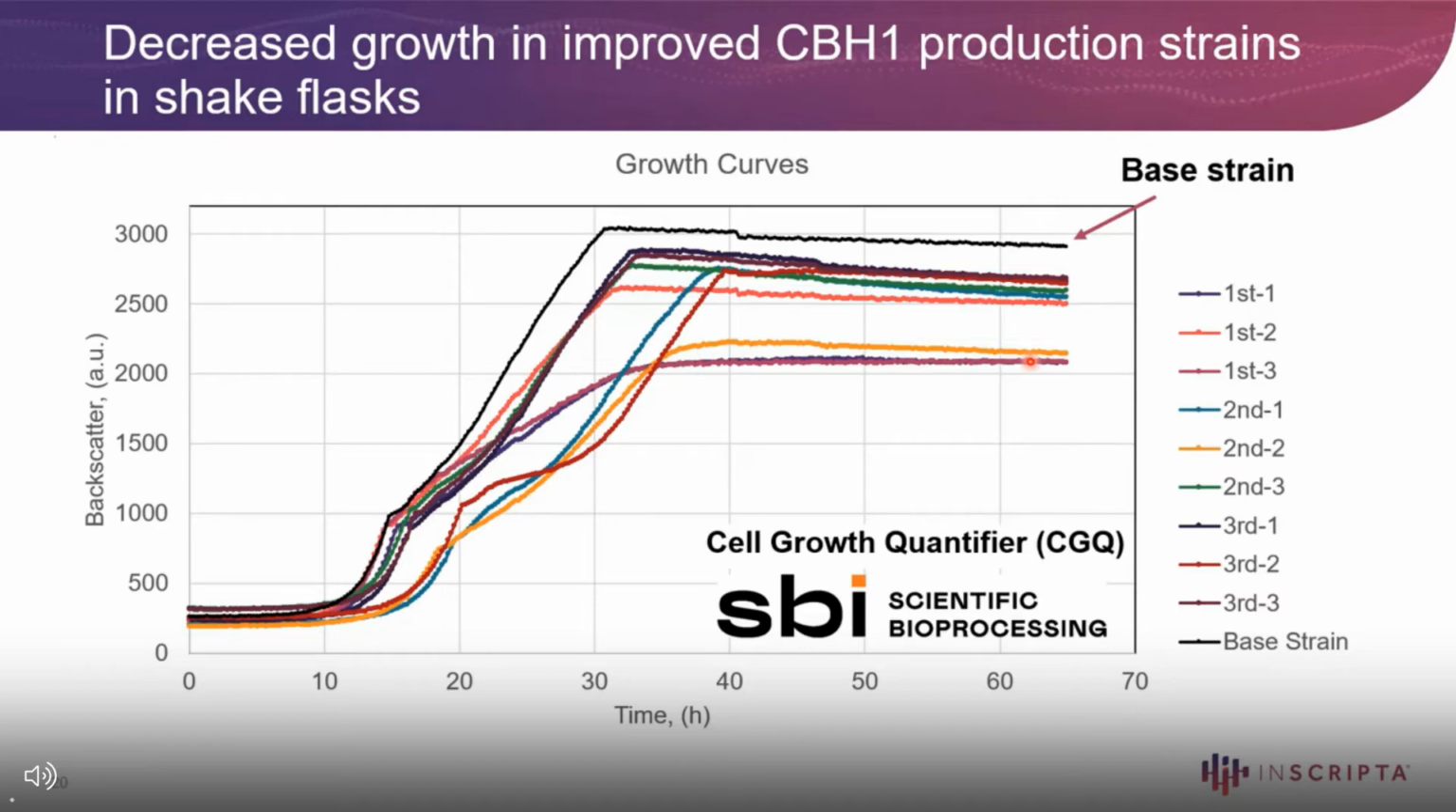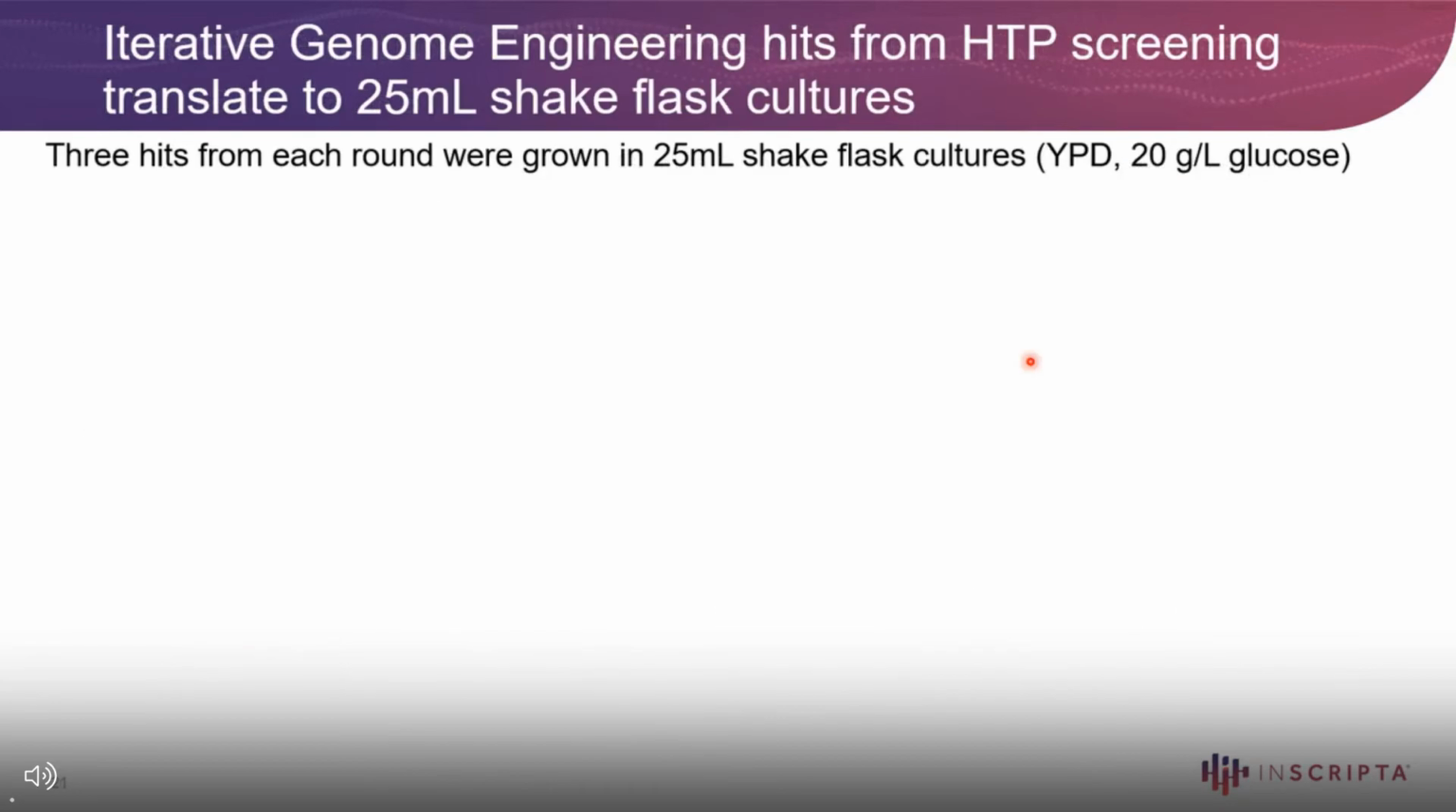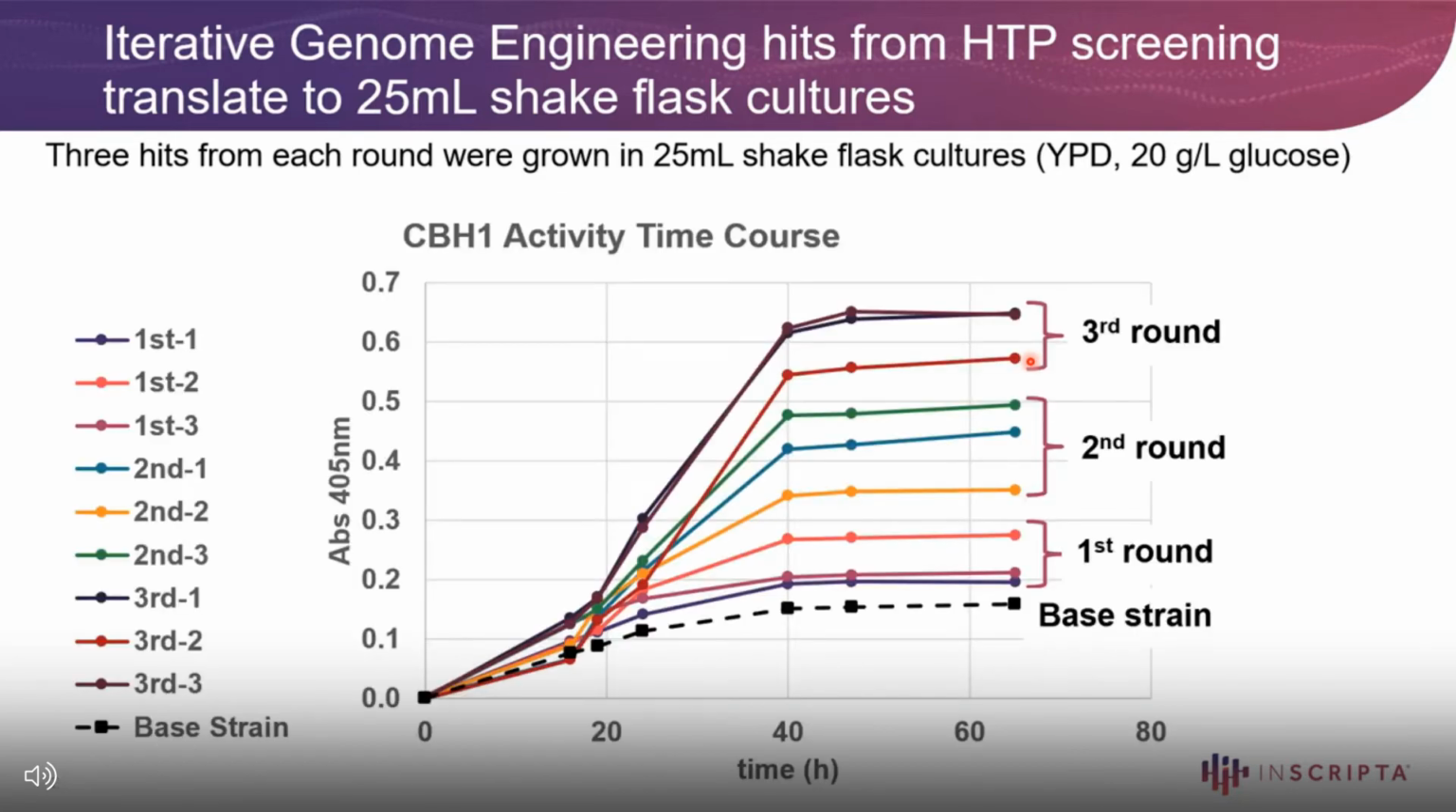But now we wanted to see, what does the CBH1 production look like? The more important thing. Again, these 3 hits from each round were grown in 25 ml shake flask cultures using the same media conditions that were used for screening. And this is what the data looks like. So we're able to look at the absorbance at 405 nanometers. Again, this is a measure of the amount of active CBH1 that's being produced over time. I'm showing the base strain here in this black dashed line at the bottom.